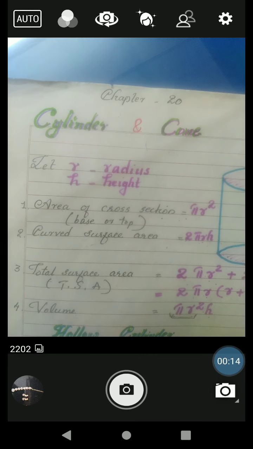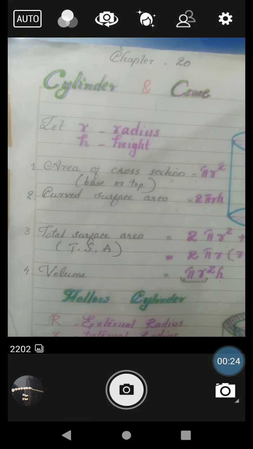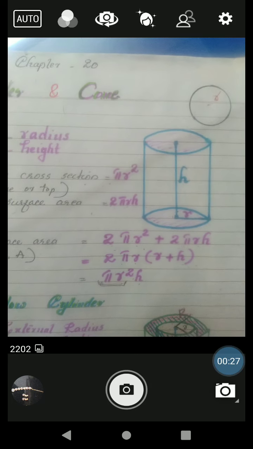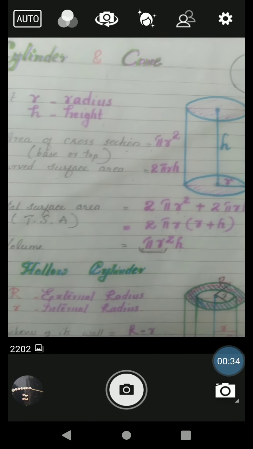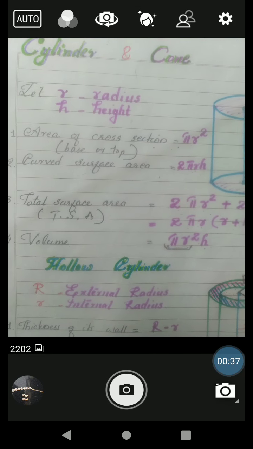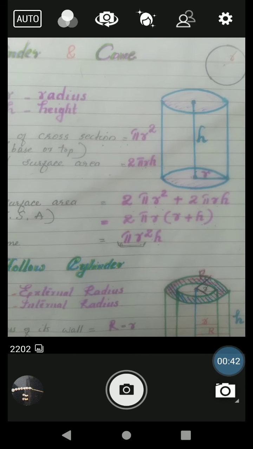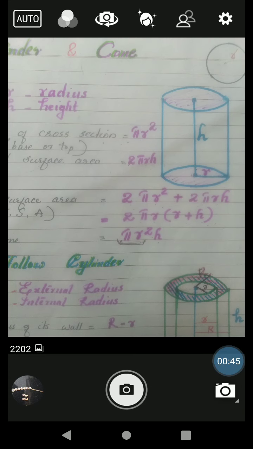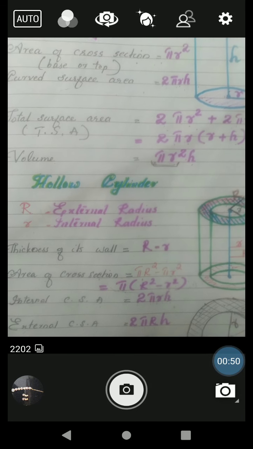In the previous class, we discussed the cylinder and the hollow cylinder. The area of cross section is a circle, with the formula pi r square, and curved surface area is 2 pi rh. Total surface area is 2 pi r square plus 2 pi rh, that is 2 cross sections plus curved surface area.